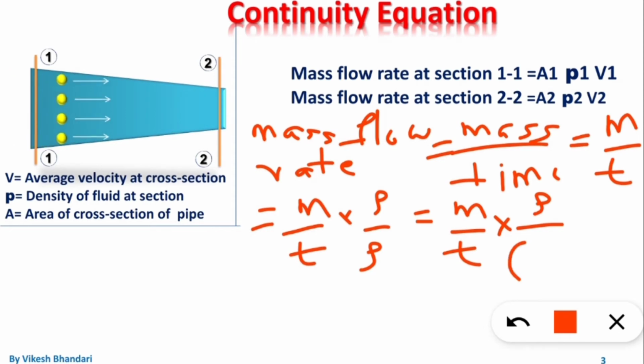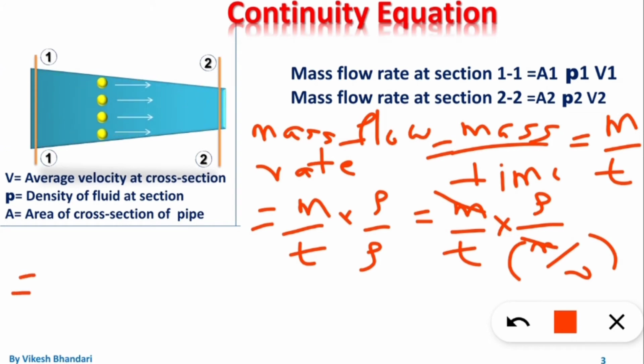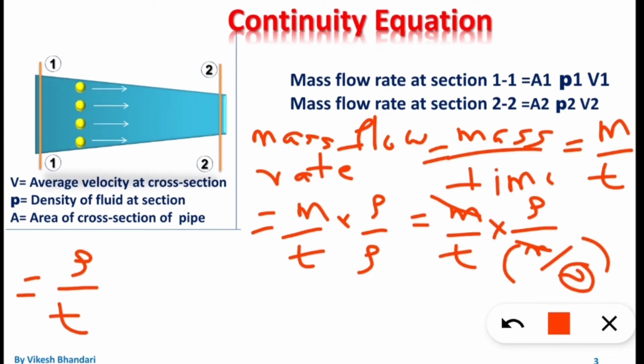What do you know about density? Density means mass by volume, m divided by small v, which is the volume. Then what will happen here? This mass as well as this mass will get cancelled. Then what can I write? Density divided by time, and this v will go upwards. Then what do you know about the volume? Volume is nothing but area into length, right? I will replace v with area into length.